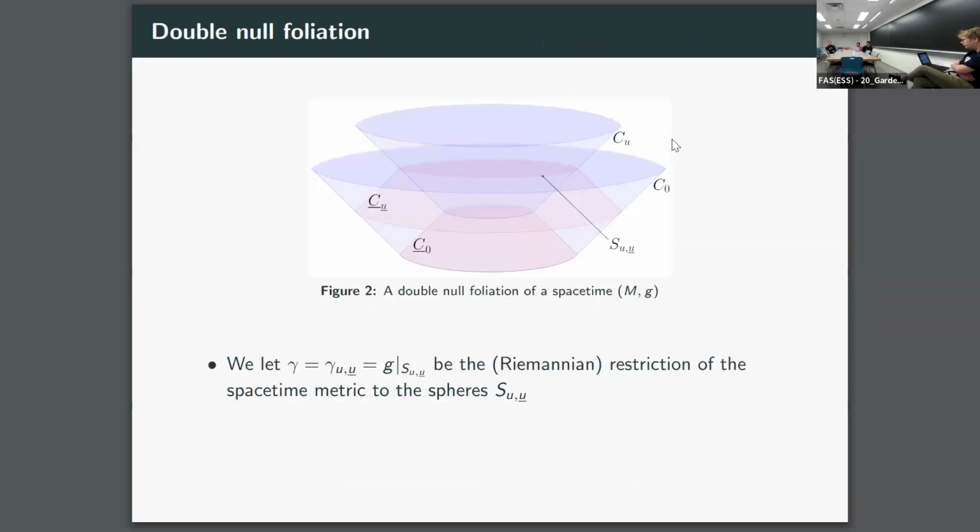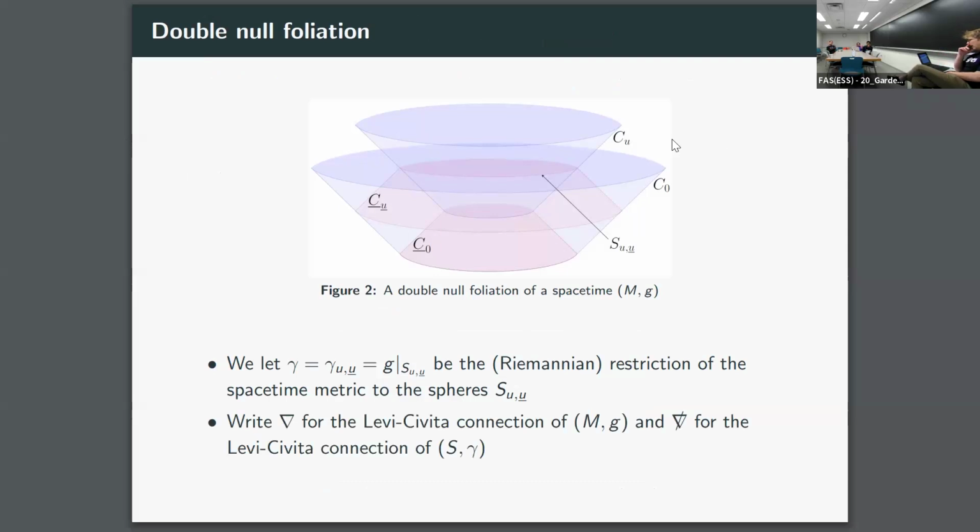Okay. Just some more notation. I'm going to let gamma be the restriction of the ambient spacetime metric to the spheres. So this is going to be Riemannian because I required by assumption that the intersections S_{u,u bar} were space-like. So that means that the restriction of the metric is Riemannian. And I'm going to let nabla denote the Levi-Civita connection of the ambient spacetime. And anything with a slash will denote the corresponding thing, but restricted to the spheres. So nabla slash is the Levi-Civita connection of the spheres.